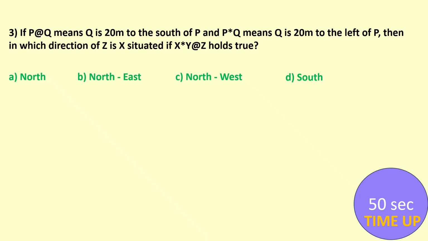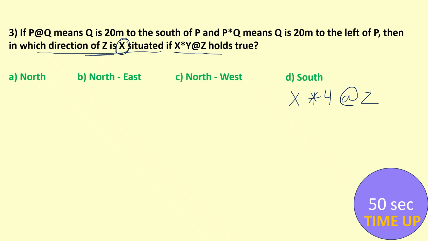Then in which direction of Z is X situated if this expression is true. So this is the expression given to you. So in which direction of Z is X situated? You need to find out where X is situated with respect to Z. That is what the question has asked.